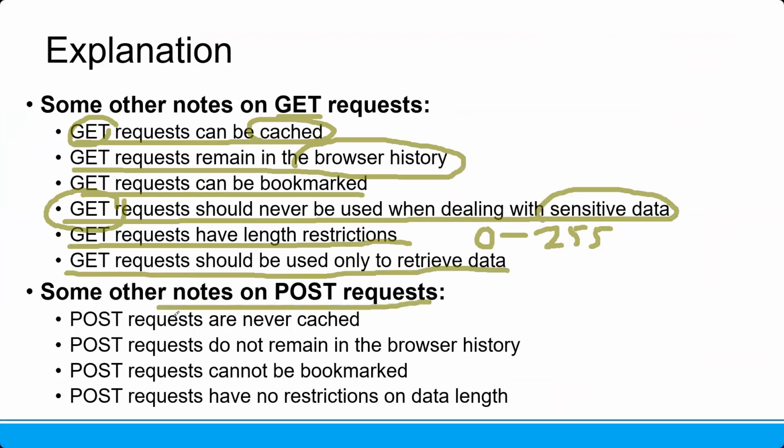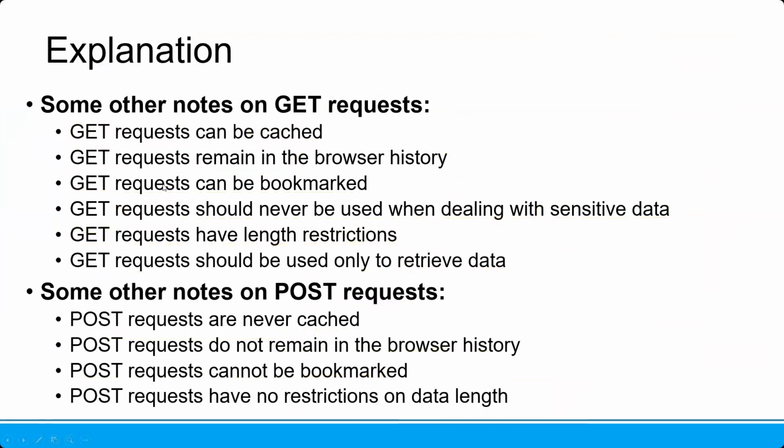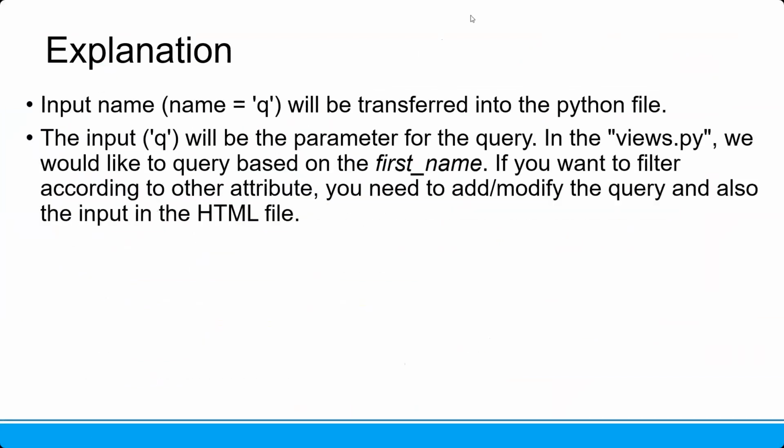For post requests, you can say that post requests are never cached. It means they will never save your data. And post requests do not remain in the browser history. Post requests cannot be bookmarked. And post requests have no restriction on data length. When you have name equals to Q, it will be transferred into the Python file. So the input Q will be the parameter of the query.